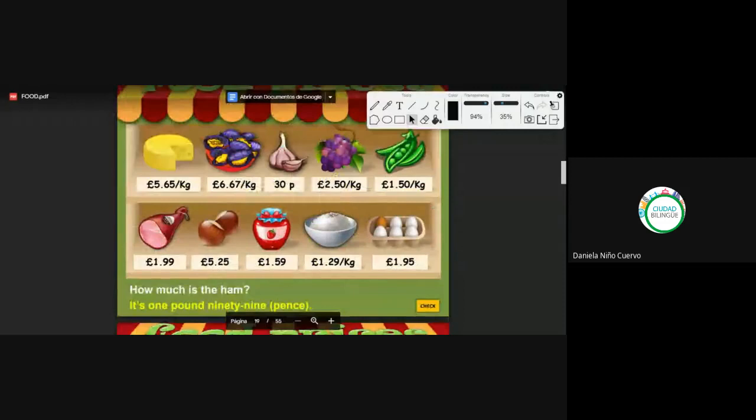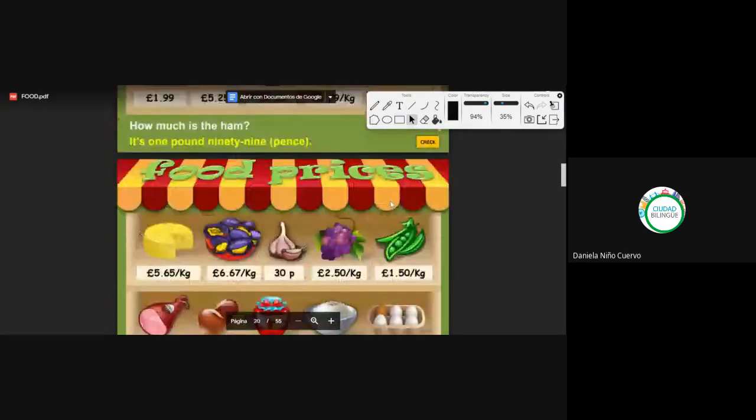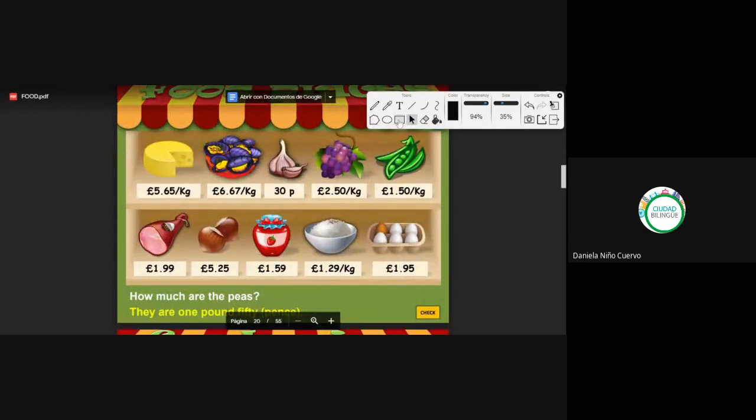How much is the ham? ¿Cuánto vale el jamón? Acá ya es un alimento en singular, por lo tanto yo respondo con it's 1 pound 99. Yes. We continue. Here. How much are the peas? Plural. Yes, plural. Las arvejas. So, the answer is, they are 1 pound 50. We continue.